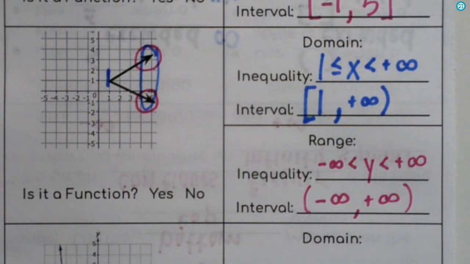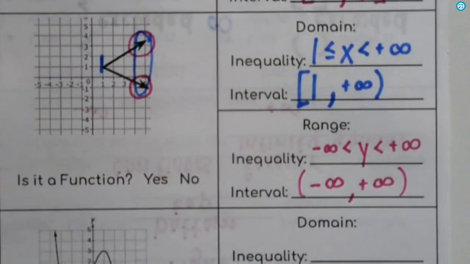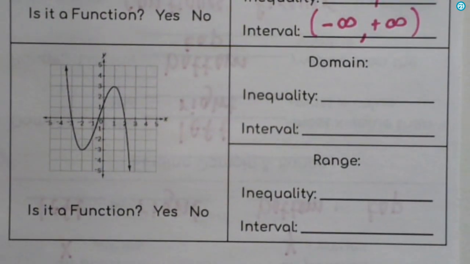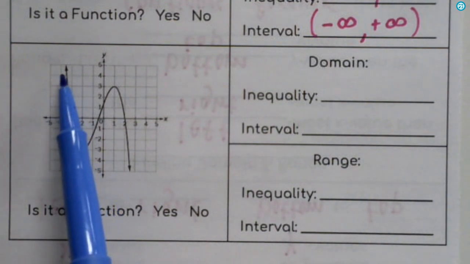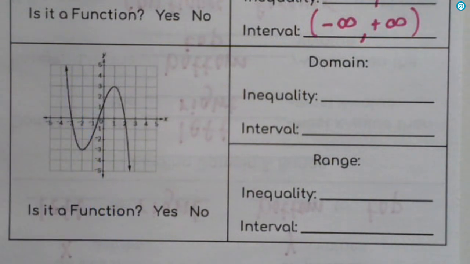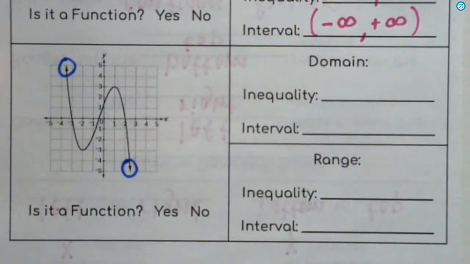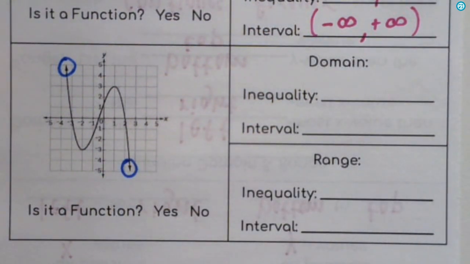Okay, we got one more, and this one seems harder, but it's actually easier. What is the furthest thing to the left on this graph? Furthest thing to the left. An arrow. So the furthest thing to the left is an arrow. What's the furthest thing to the right? Another arrow. So if it's arrow to arrow, it's negative infinity to positive infinity.